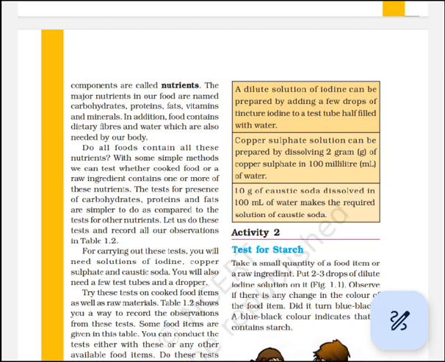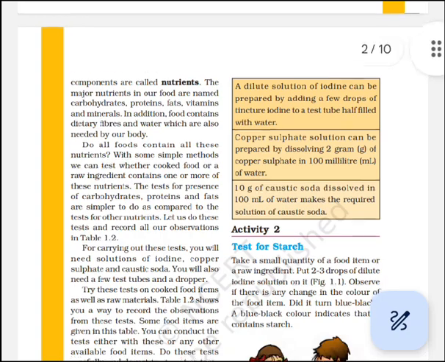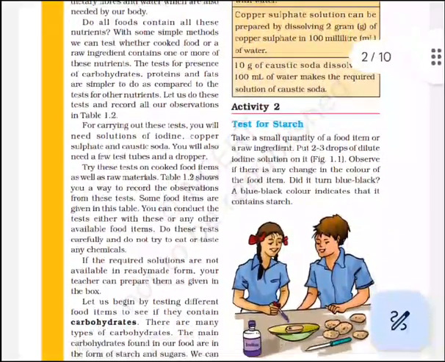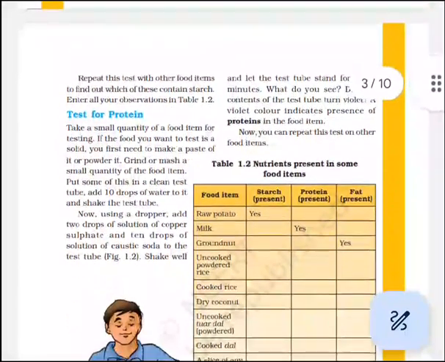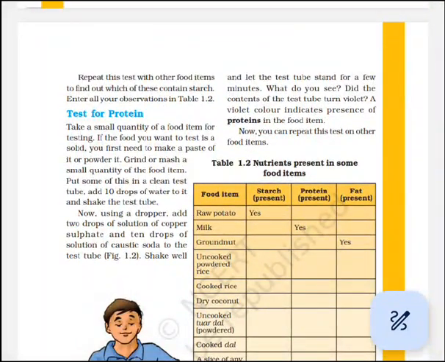Activity 2. Test for starch. Take a small quantity of a food item or raw ingredient. Put 2-3 drops of dilute iodine solution on it. Figure 1.1. Observe if there is any change in the color of the food item. Did it turn blue-black? A blue-black color indicates that it contains starch. Repeat this test with other food items to find out which of these contain starch. Enter all your observations in Table 1.2.